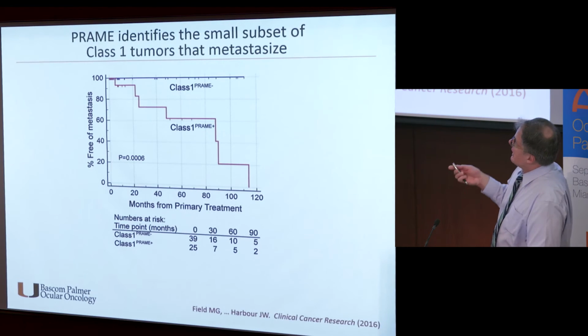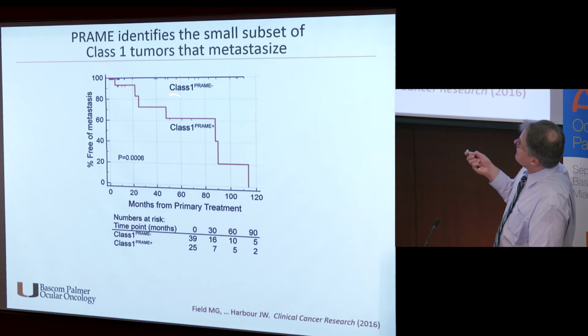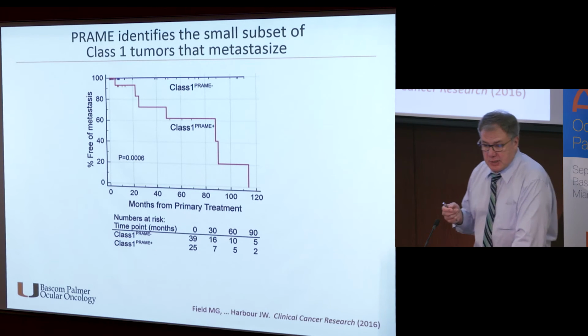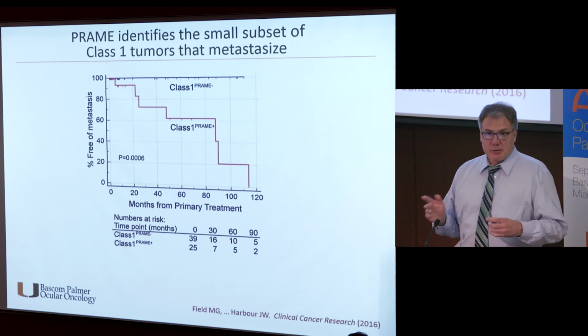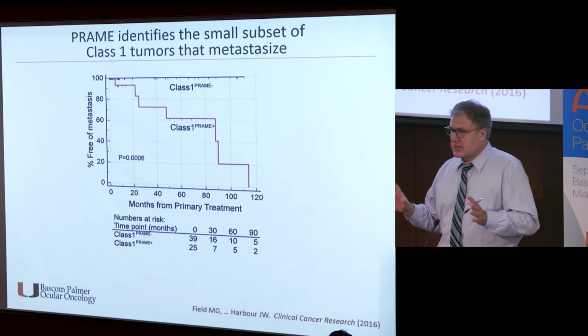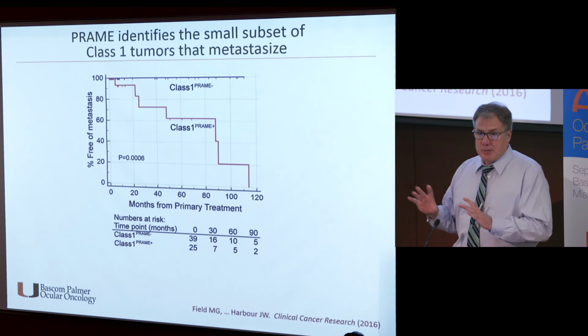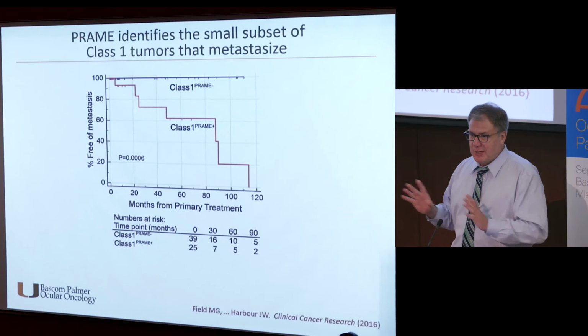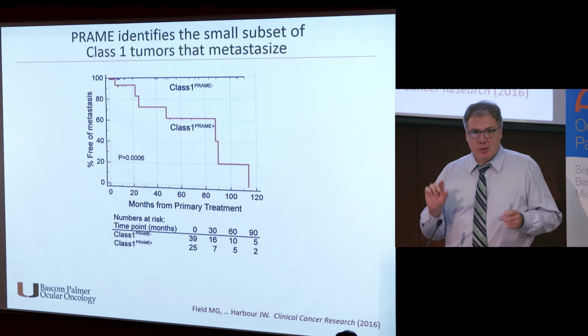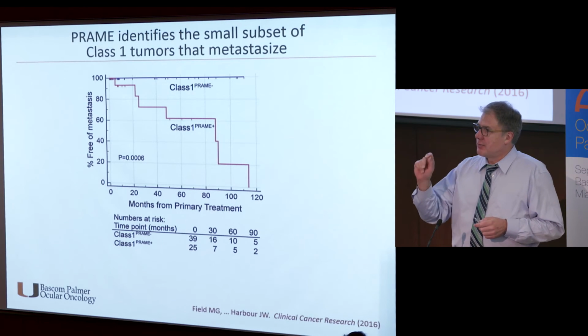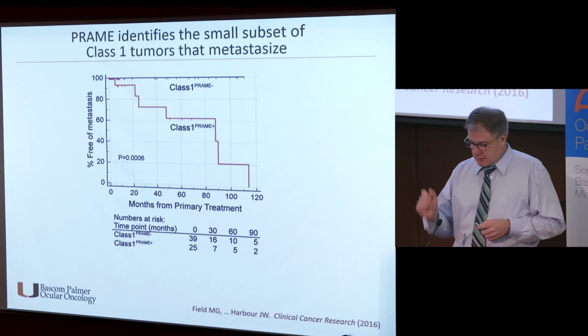So again, when we looked at our data set, all of the class 1 patients who developed metastasis had expression of PRAME, whereas the ones who expressed no PRAME, none of them have developed metastasis. So we've now validated this on multiple other independent data sets, and I'm sure that with more time and more patients, it's not going to be perfect. Nothing that we do is perfect, but we're fine-tuning our ability to prognosticate, okay?